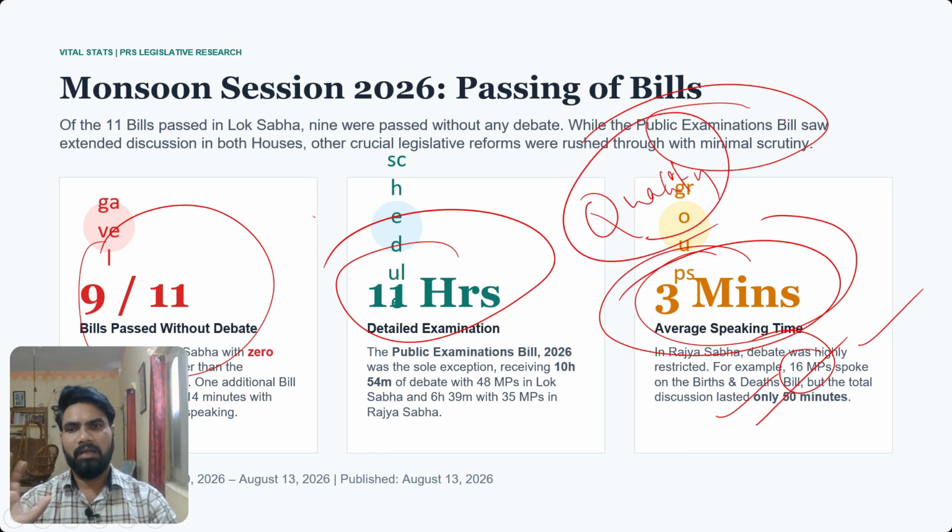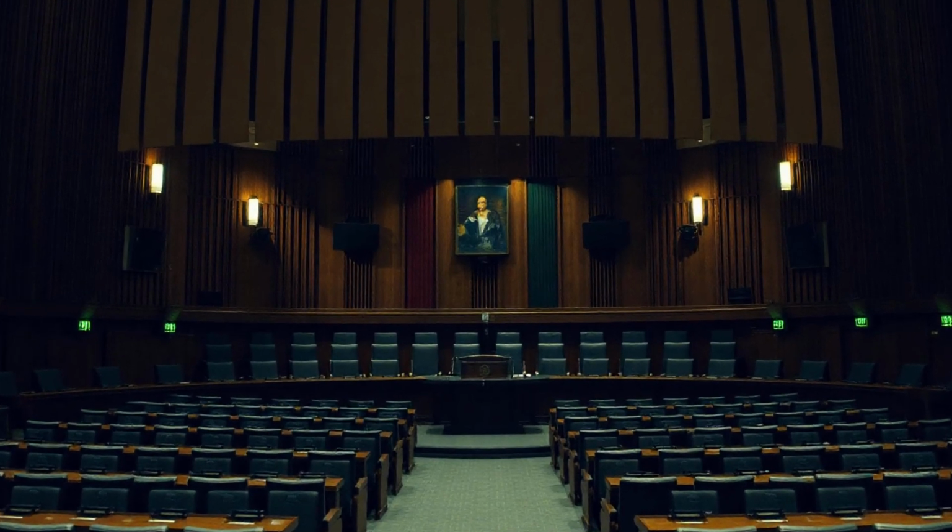You remember the statement I made in the beginning: the quality of parliament is declining. This is what is declining in parliament: no quality debates, no sufficient time for discussing things, no participation of members of parliament.